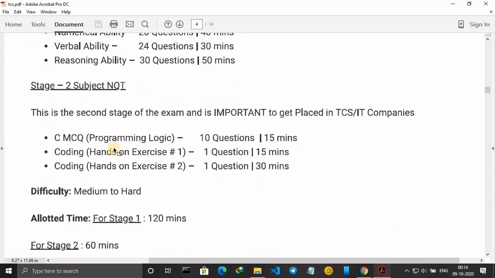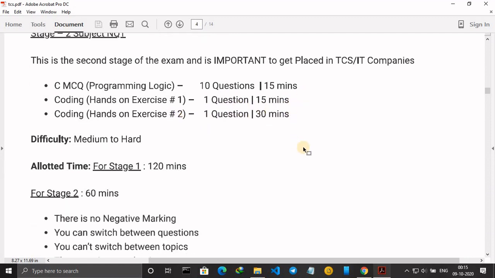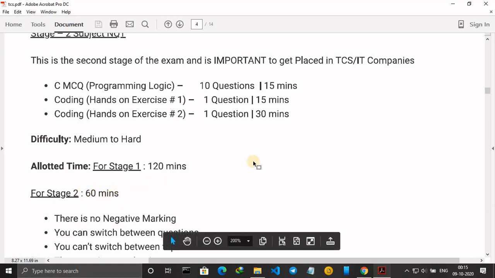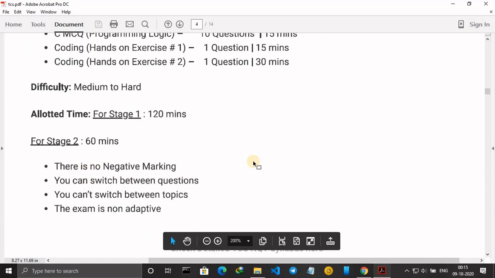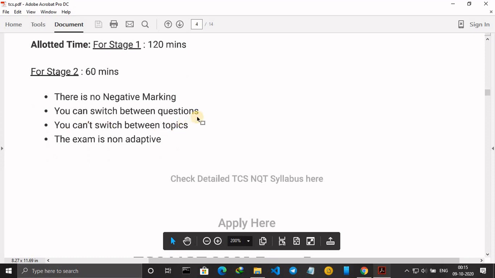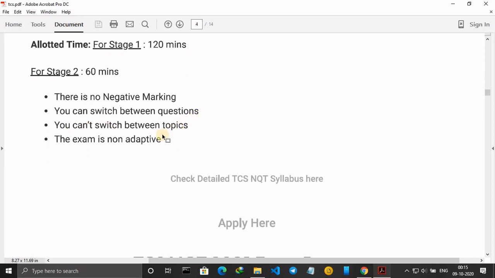The second stage will be subject NQT. There will be CMCQ programming logic with 10 questions in 50 minutes, and one coding question for 15 minutes and a second coding question for 30 minutes. The level of difficulty will be medium to hard. The allotted time for stage one is 120 minutes and for stage two is 16 minutes. There will be no negative marking. You can switch between questions, but you cannot switch between topics.